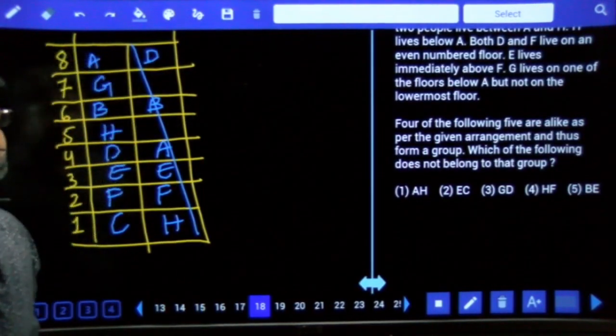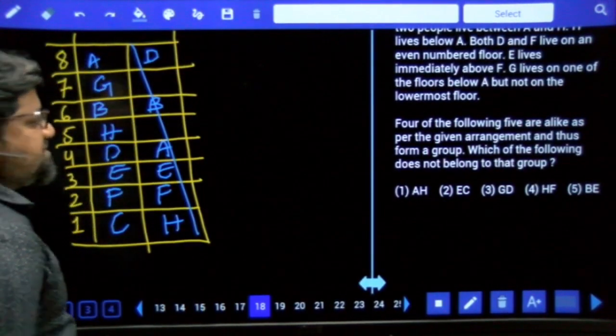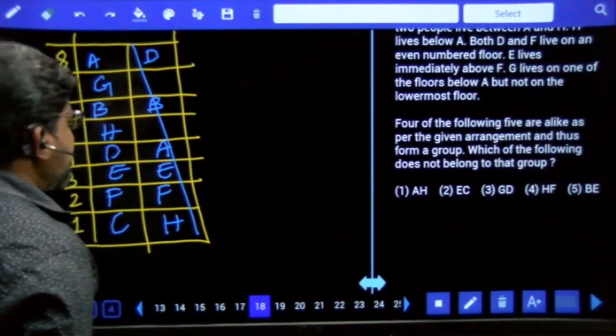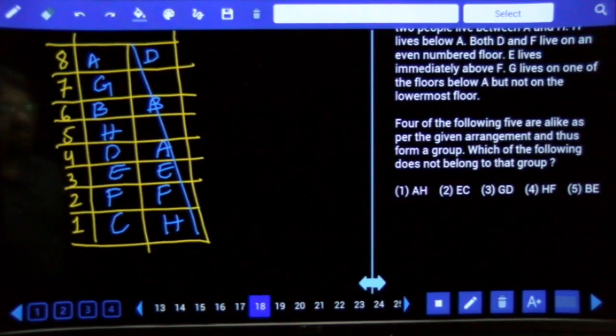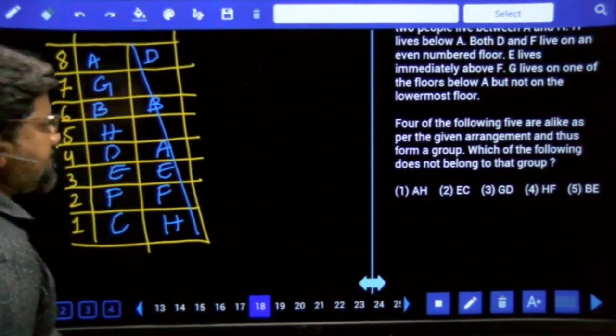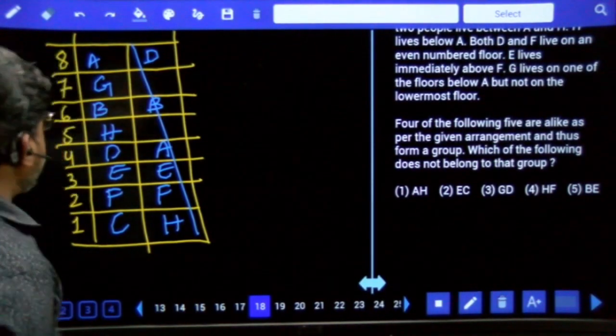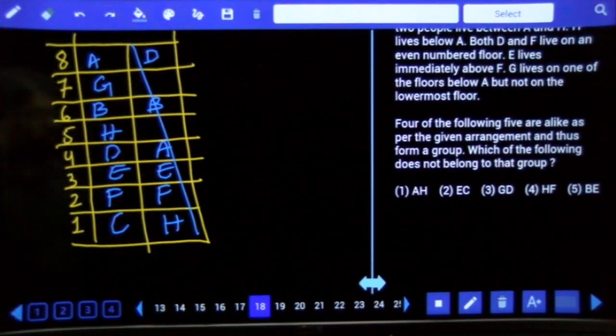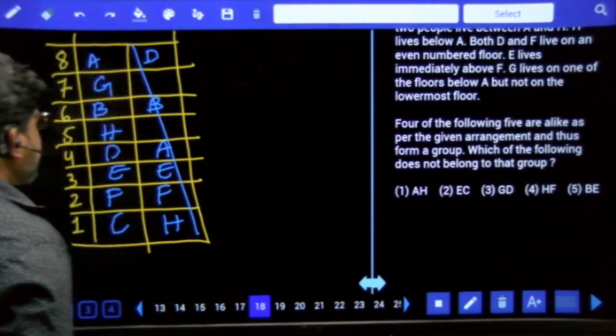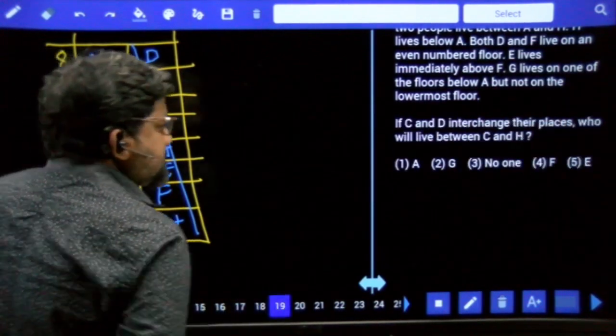Four out of the following five are alike. A and H: two floors between A and H. E and C: only one floor between E and C. G and D: it's two floors. Next, H and F also two floors. B and E also two floors. I think it's E and C, because there's only one floor between E and C.